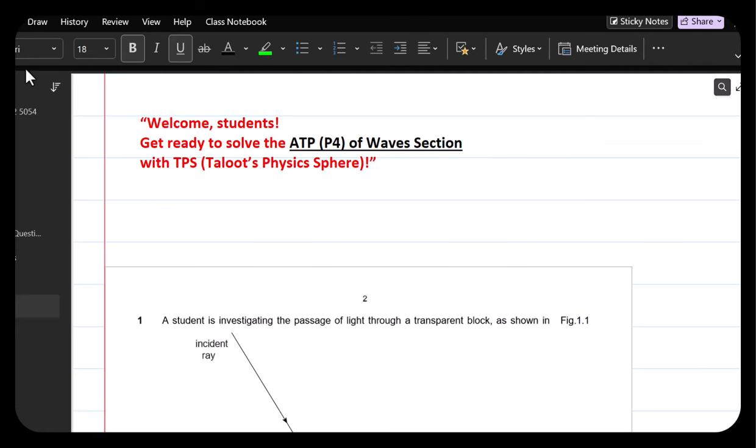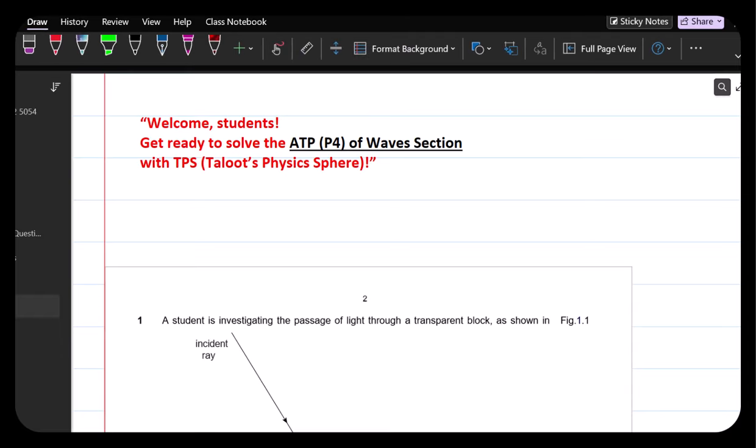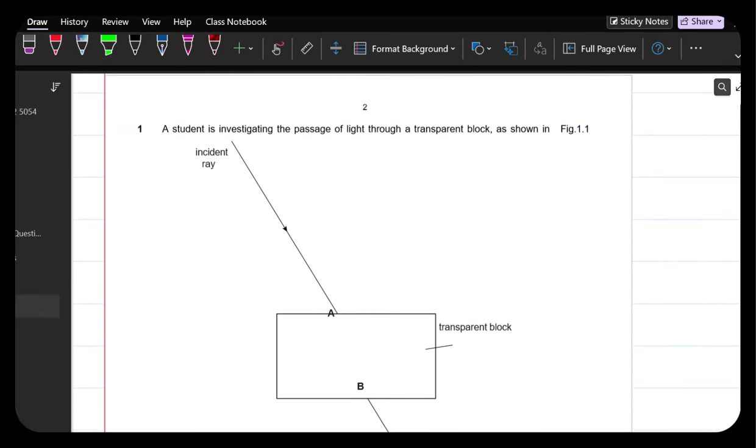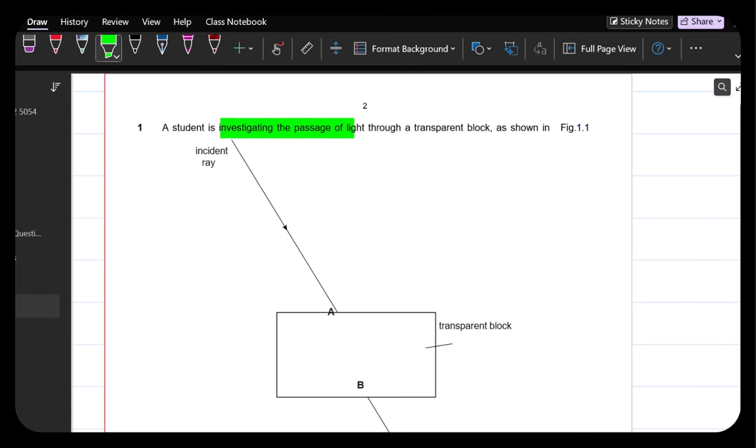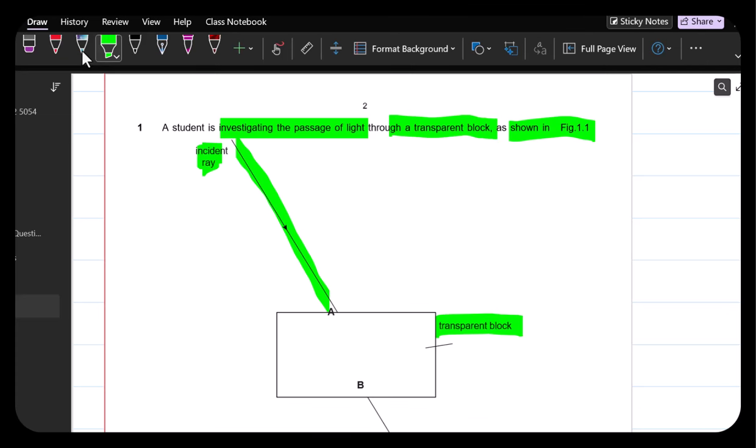So, get ready, students. Today, I welcome you to solve ATP P4 questions of waves section with TPS. In this very first question, a student is investigating the passage of light through a transparent block as shown in figure 1.1. You can see the incident ray is incident on the transparent block at point A.